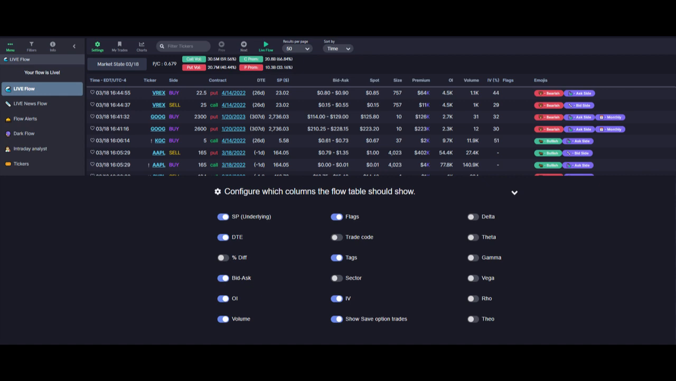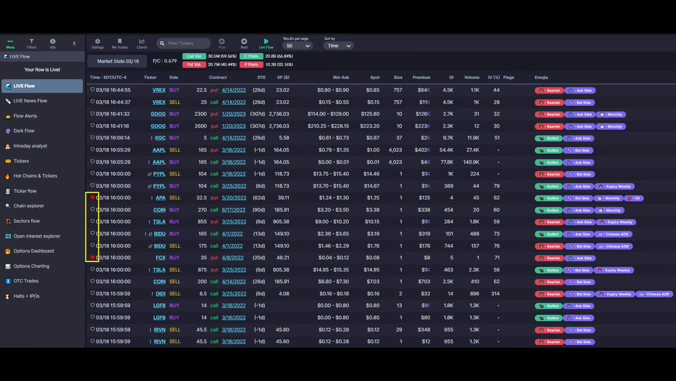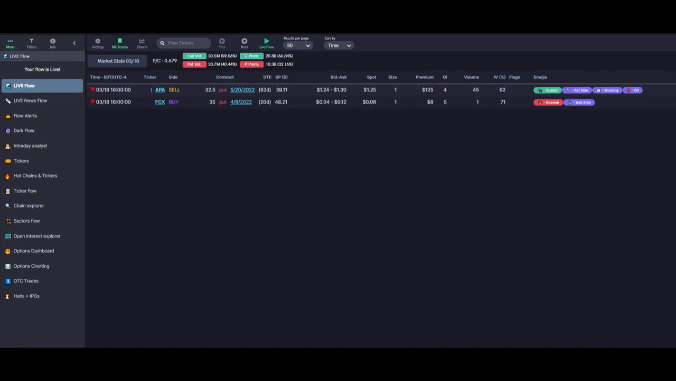Using the Settings menu, you can customize the columns in your flow feed. One such column will allow you to save trades to reference later. You can save a trade by selecting the heart icon, and you can view all of your saved trades by selecting My Trades. The trades here are fully filterable as well. To unsave a trade, simply unselect the heart.